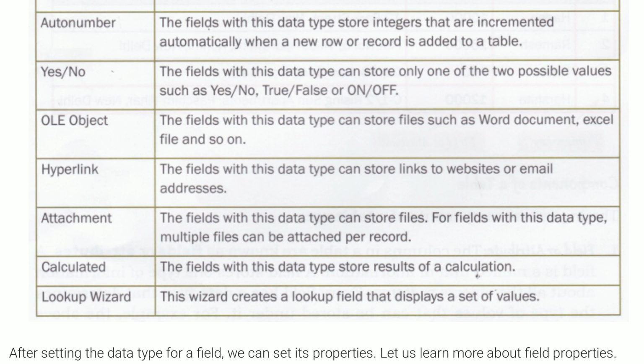After setting the data type for a field, we can also set its properties for setting any specific condition based on which data can be stored in a particular table for security reason, for data integrity reason. So we can also set the properties in each particular field.